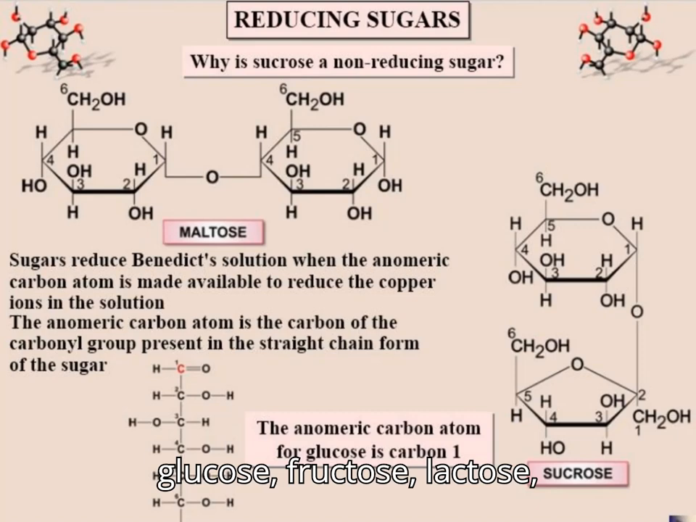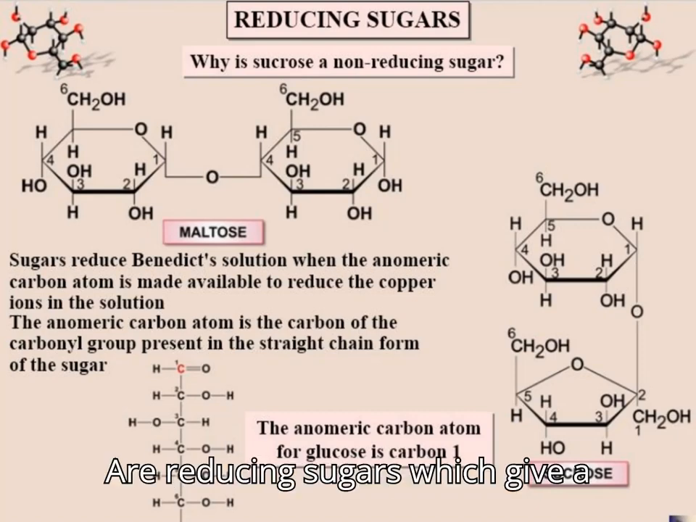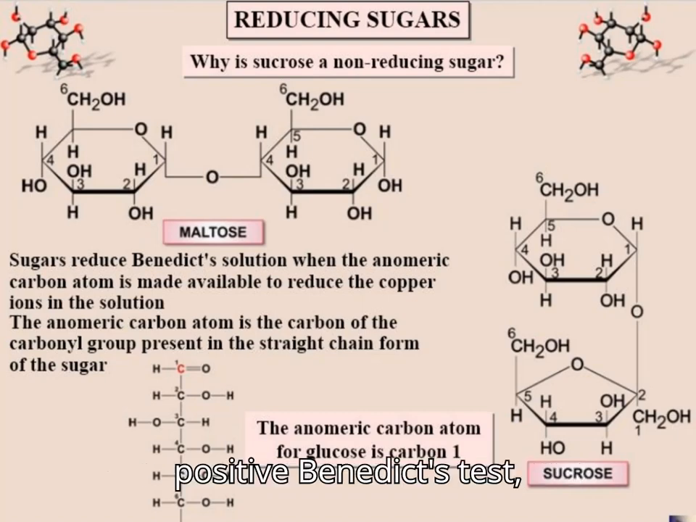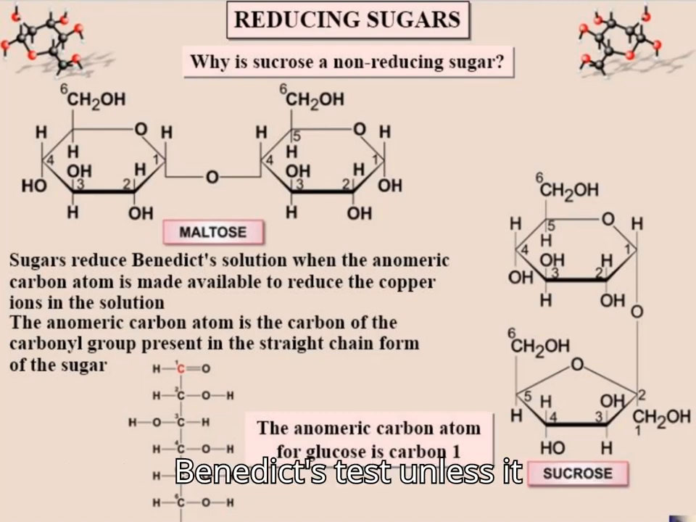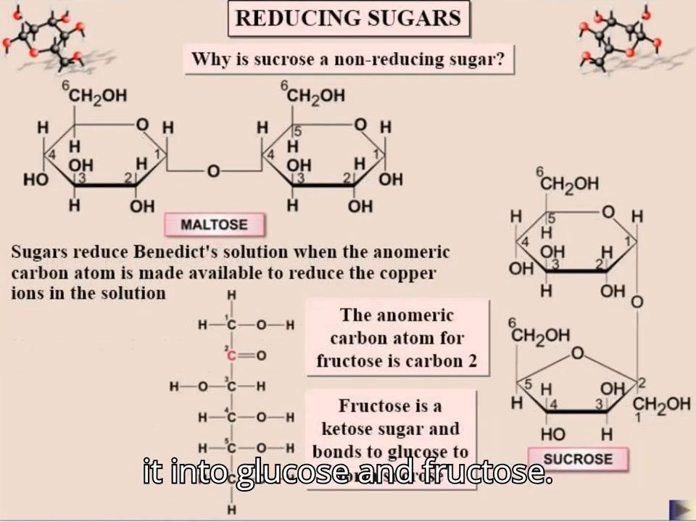Glucose, fructose, lactose, maltose, and galactose are reducing sugars which give a positive Benedict's test, whereas sucrose is a non-reducing sugar which gives a negative Benedict's test unless it is treated with acid to break it into glucose and fructose.